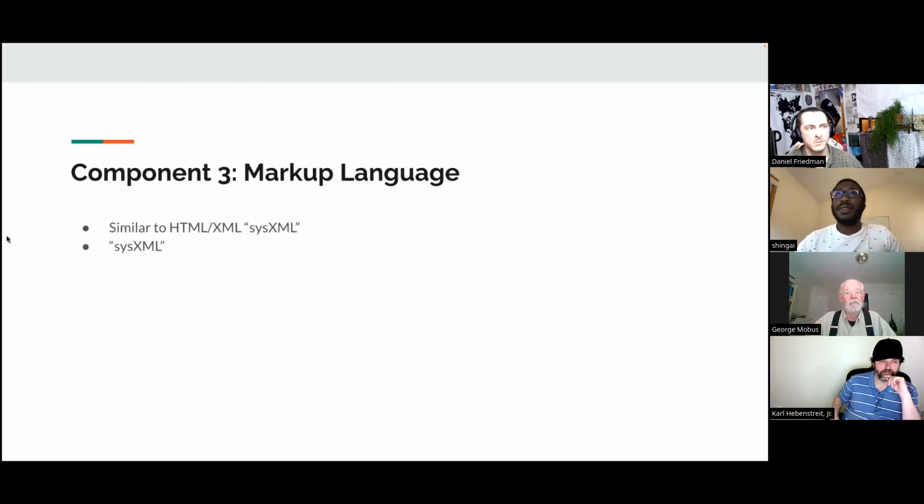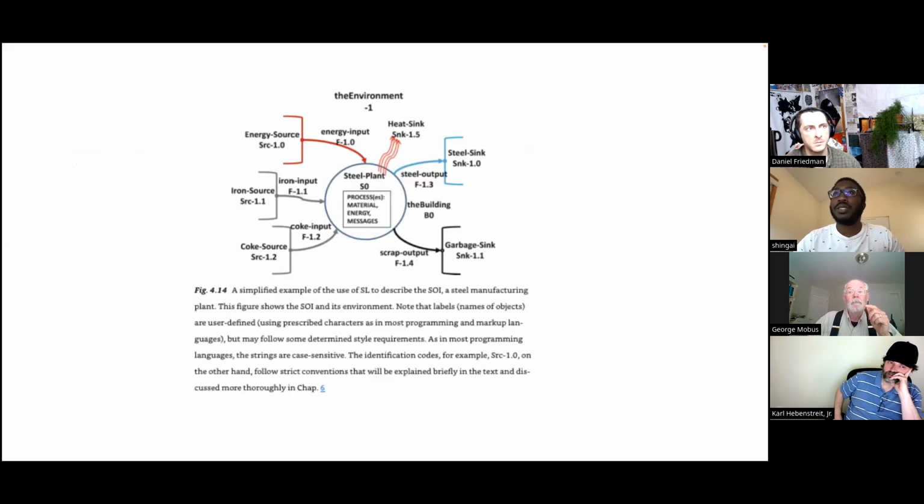Okay. And then the third component is the markup language. So this would be something very similar to HTML/XML, possibly an extension of XML. And it's named in the book as SysXML. And basically, when the user drags the icons from the previous slide into the systems diagram, the system would automatically output this markup language as output.